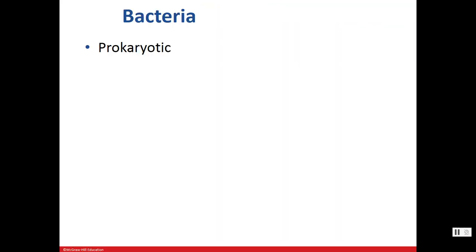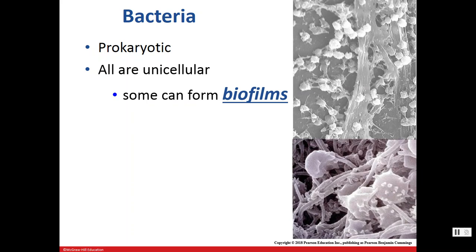But all bacteria are prokaryotic, meaning they don't have a distinct nucleus. They are all unicellular, which means they are independent cells. Even though they might pair up or group up with neighboring cells, they are still individual, very independent cells. Now keep in mind, some forms of bacteria can form what we call a biofilm. So picture that stuff on your teeth that becomes plaque. That starts out as a bacterial biofilm.